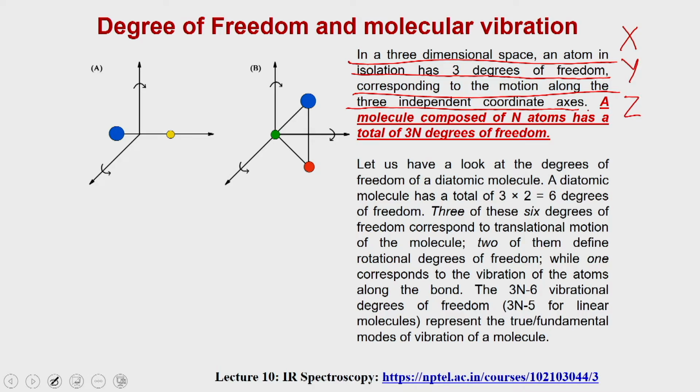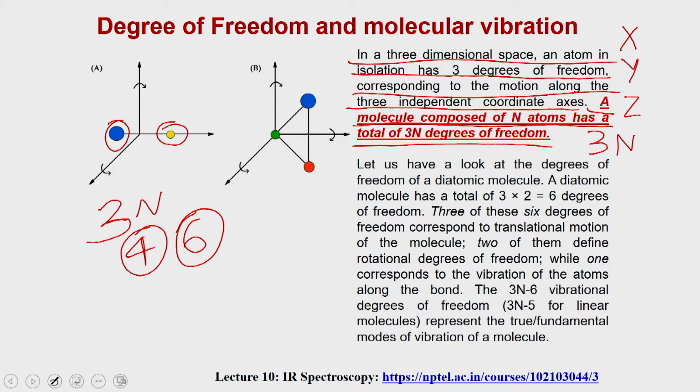Whereas if you have a molecule, the degrees of freedom can be calculated simply by a formula. If your molecule is composed of n atoms, then the number of degrees of freedom is equivalent to 3n. Let us take an example. Suppose you have a diatomic molecule, such as in this case. How many degrees of freedom? You are going to have 3 into 2, which means 6 degrees of freedom.